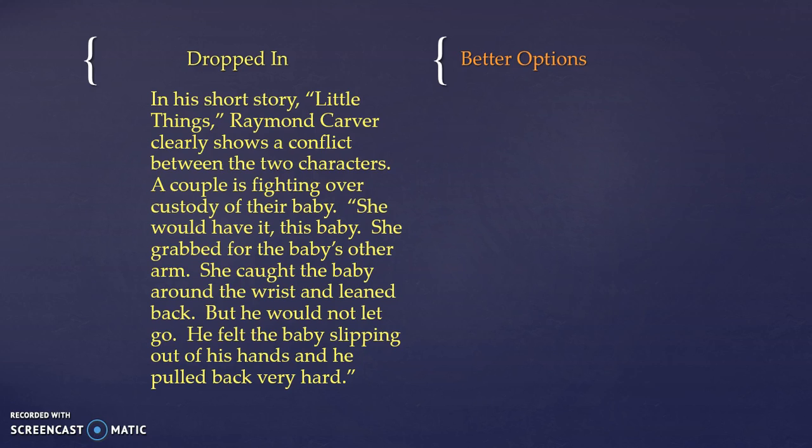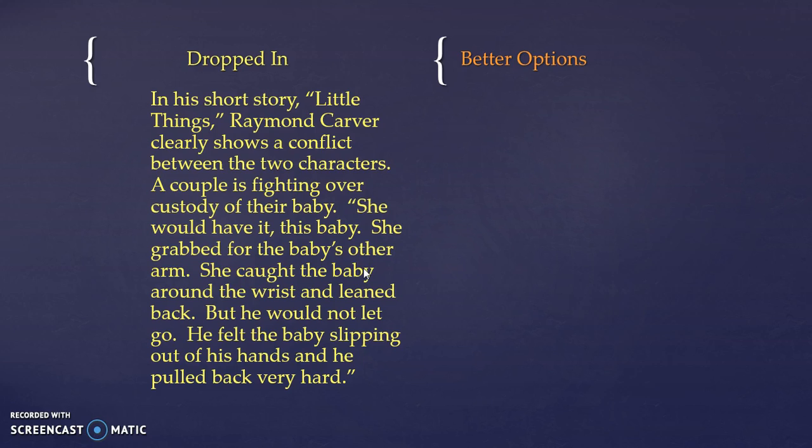So here's an example of a dropped-in quotation. In his short story Little Things, Raymond Carver clearly shows a conflict between the two characters. A couple is fighting over custody of their baby. Quote, she would have it, this baby. She grabbed for the baby's other arm. She caught the baby around the wrist and leaned back. But he would not let go. He felt the baby slipping out of his hands and he pulled back very hard. So see how there's a dropped-in quotation here. We have a sentence by the student, a period, and then a quotation from the text.